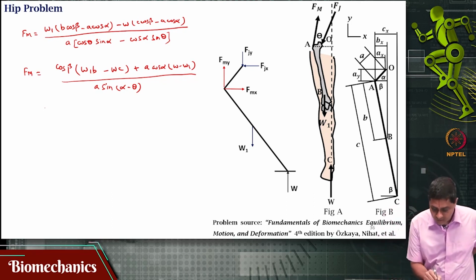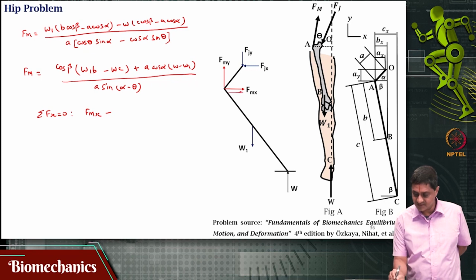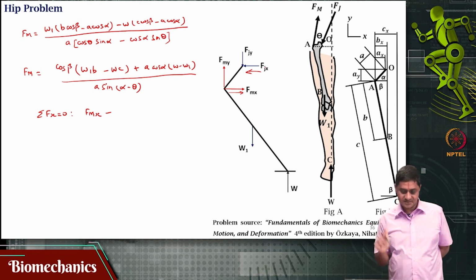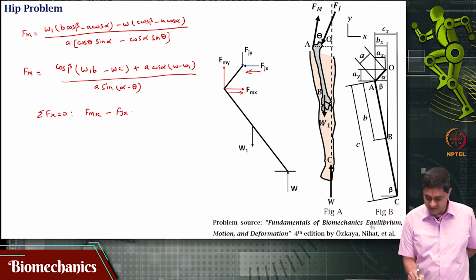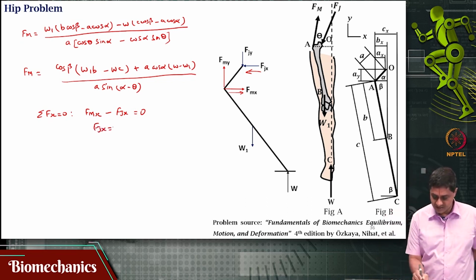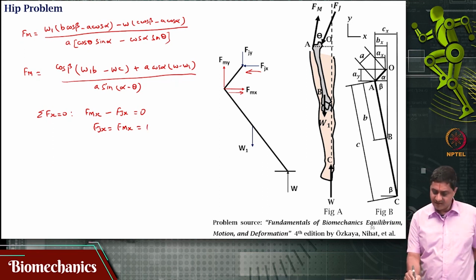Now, I can say sigma Fx equal to 0. This will mean Fmx is in the positive x direction and Fjx is in the negative x direction. Any other x component? No other x component. Fmx minus Fjx is 0. That would mean that Fjx is Fmx. What is Fmx? We know what is Fmx. Fmx is Fm cos theta, is it not? So, Fjx is Fm cos theta.